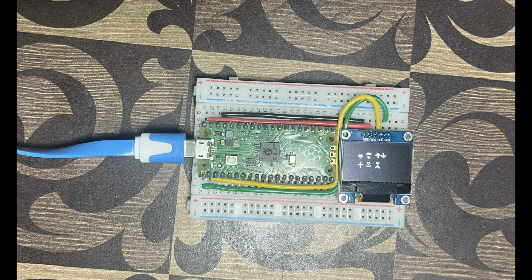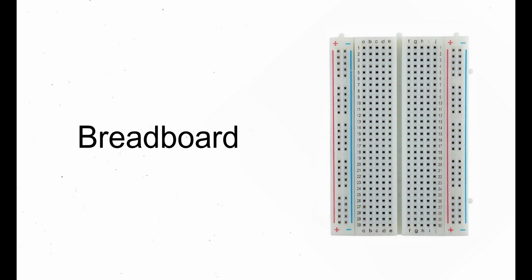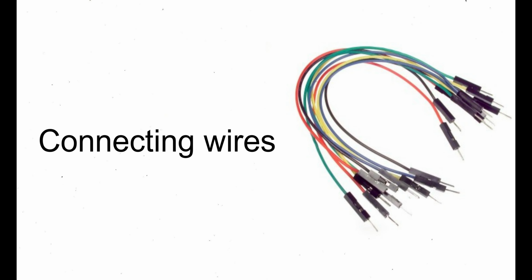Hello everyone. Now we are going to learn how to work with OLED display with CircuitPython. For this tutorial, I'm using Raspberry Pi Pico. If you want, you can choose ESP32 as well. And we need a breadboard, an OLED display. Here I'm using SSD1306. As we know, it is a 0.96-inch OLED display, and connecting wires.